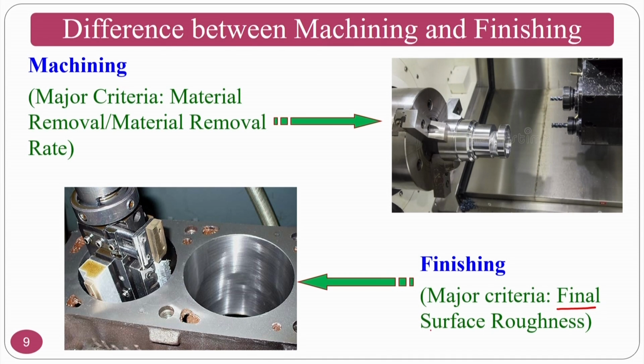In finishing, my criterion is the final surface roughness that is achieved, whether I achieved a nano surface finish or a micro surface finish, or which type of surface finish I achieved. Okay, that is most important in terms of the finishing process. Hope you understood. In machining, you worry about material removal. In finishing, you don't worry about material removal, but you worry about the final surface roughness.